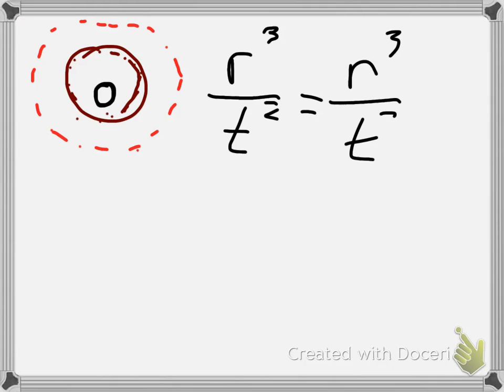And if you remember, Kepler's third law just says that r cubed over t squared for one object is equal to r cubed over t squared for a second object, as long as the two objects are orbiting the same body. And when we did this derivation in class, we talked about it orbiting the sun, but you could do the same thing here for an object orbiting the moon.